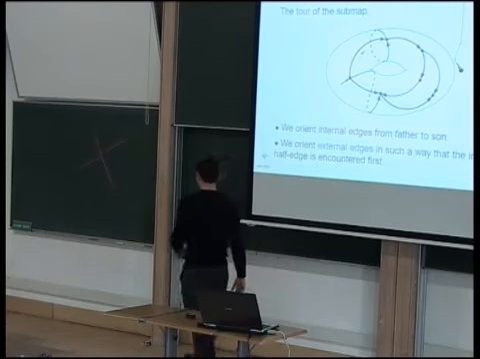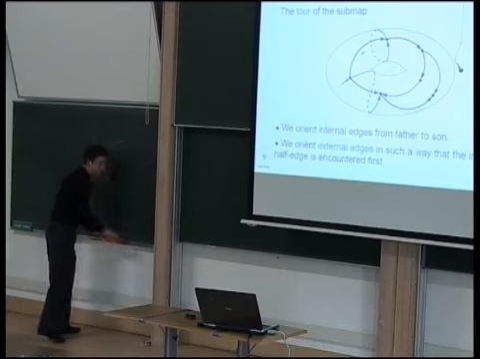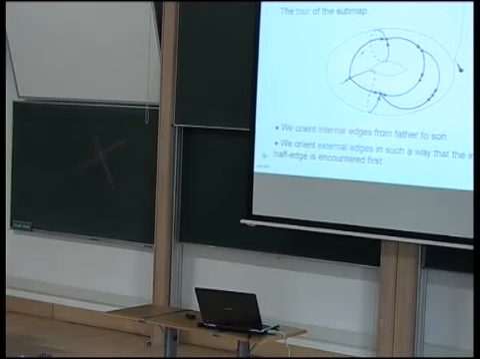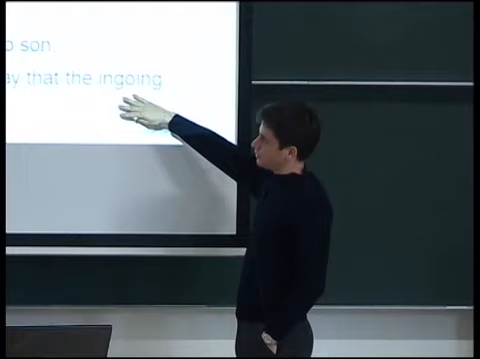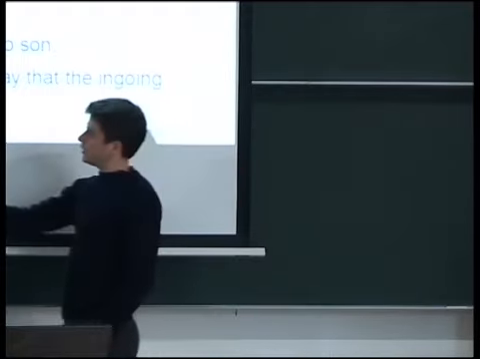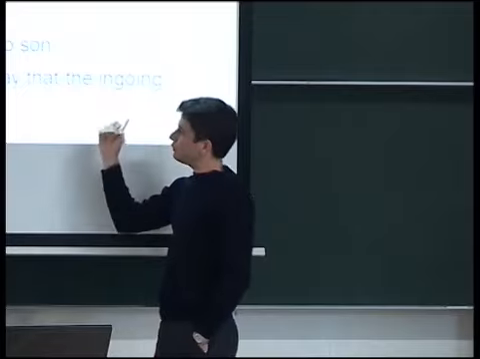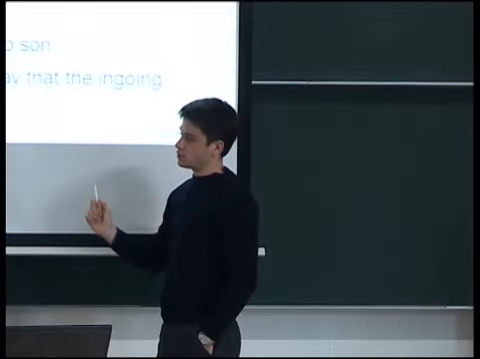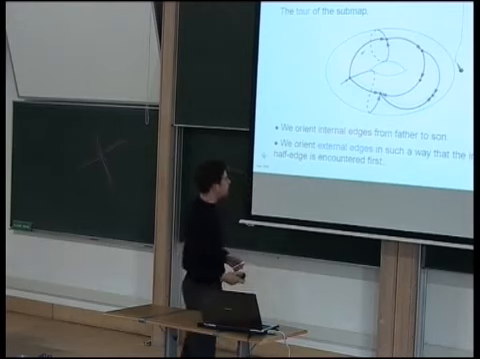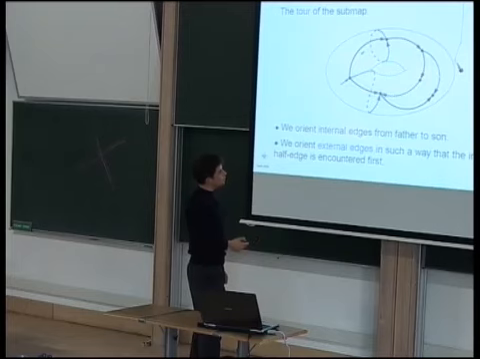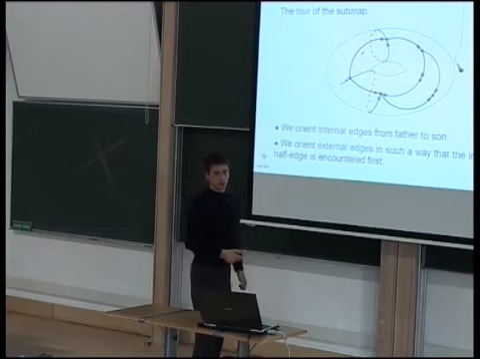I have made the copy and paste from my previous talk, and there is a small subtlety here. So let's say at this second line, this is correct. So I orient external edges, so these are the blue edges, in such a way that the ingoing half edges are encountered first. So let's take an external edge, this one. When I make the tour of the submap, I encounter first the ingoing half edge and then the outgoing half edge.